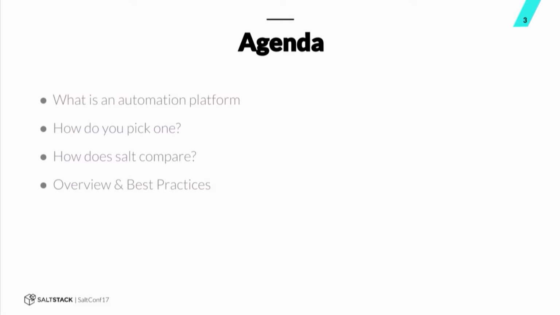One of the things, the main point of the first part of this talk, is how you pick an automation platform. This is kind of a hard problem that people run into when they need to start automating some things. They don't know how to really pick what they want to do. So the first thing we're going to talk about is what is an automation platform, how you pick one, how Salt compares to the rest of them and fits with those requirements, and then we'll go over some overview and best practices.